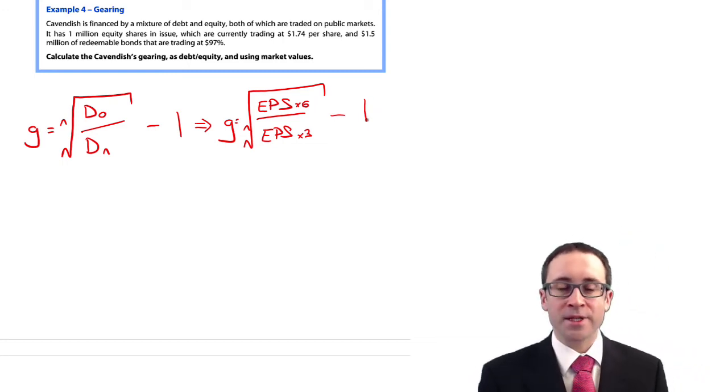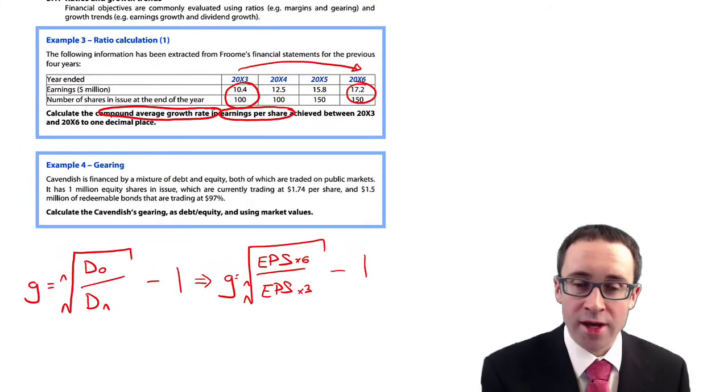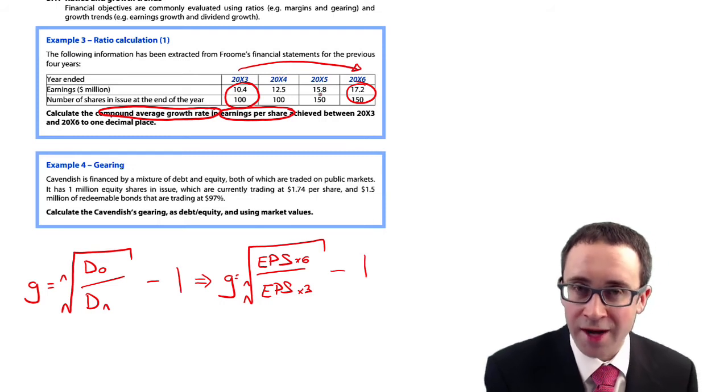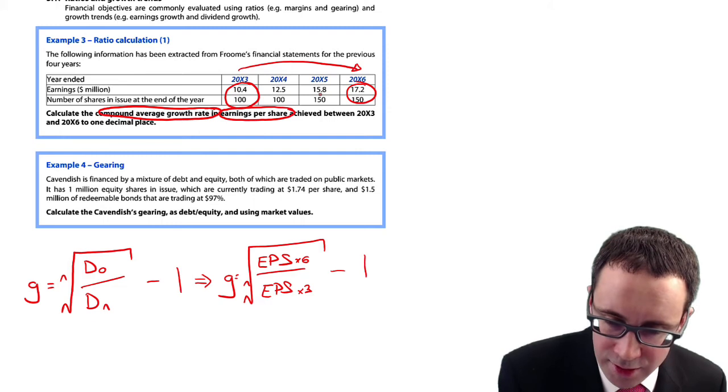Subtract 1. Okay. Have a go. What you've got within the question is 3 years of growth, from X3 to X4, X5, X6. So N is equal to 3, isn't it?